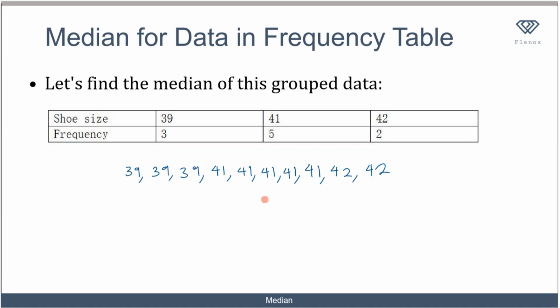So I try to find my median. Let me look at this carefully. How many numbers do I have? 1, 2, 3, 4, 5, 6, 7, 8, 9, 10. I have 10 numbers, so I'm going to have two middle numbers. The first of my middle numbers is going to be the n over 2 number, which is what? My 10 over 2, which is my fifth number. The second middle number will be my n over 2 plus 1, which is 10 over 2 plus 1, and that will give me the sixth number. So the fifth and the sixth numbers will represent my middle numbers.